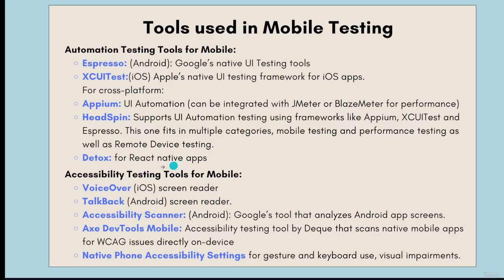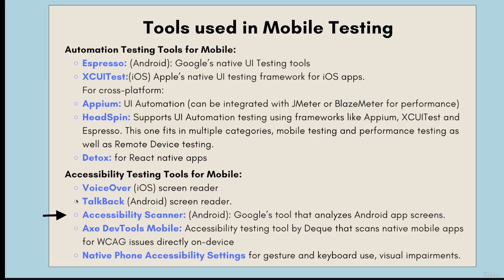Now let's go over accessibility. Accessibility testing tools specifically for mobile. So you can use VoiceOver, which is for iOS, Apple. This is the built-in screen reader for iOS that provides the spoken feedback and gesture-based navigation for users with visual impairments. And then we have TalkBack, which is the Android built-in screen reader, and it lets visually impaired users interact with the device using voice prompts and gestures.